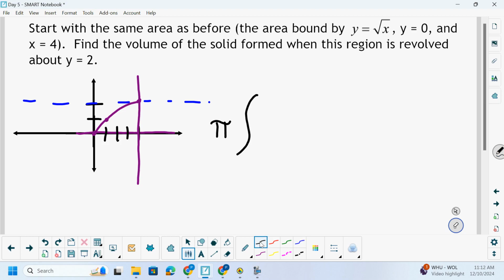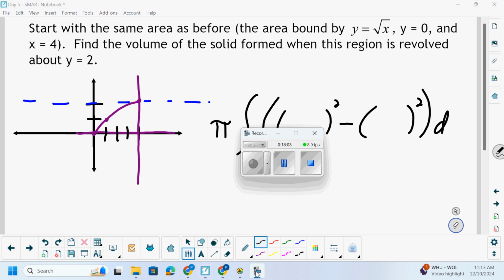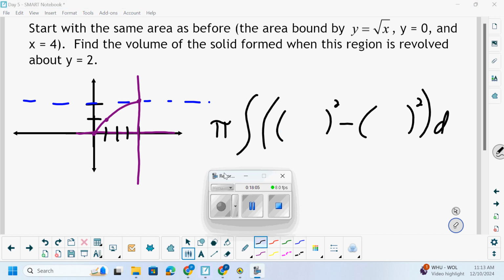We'll have pi integral. We'll have some radius squared minus some radius squared. And you'll figure out the d in a second. We're going to actually reverse things, and we're going to let you try for 3 minutes to figure out the setup, and then we'll come back together and do the integral together. Okay, so go ahead, see if you can figure out what the setup of this volume would be.